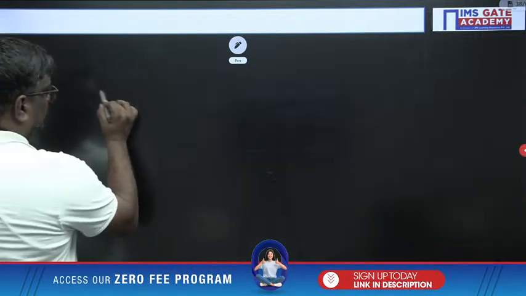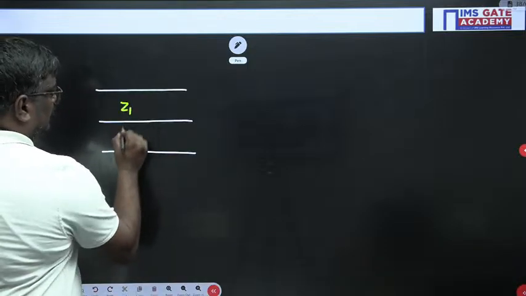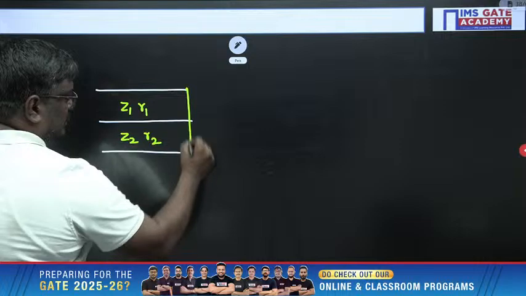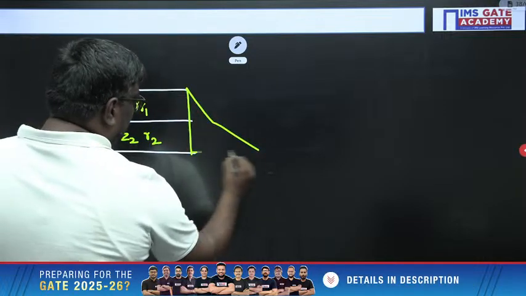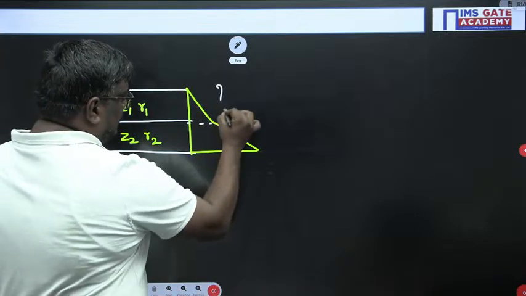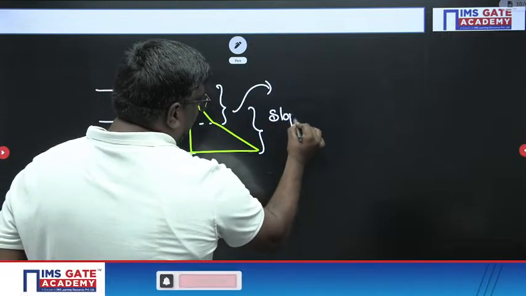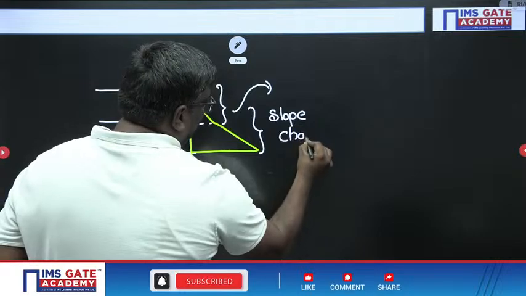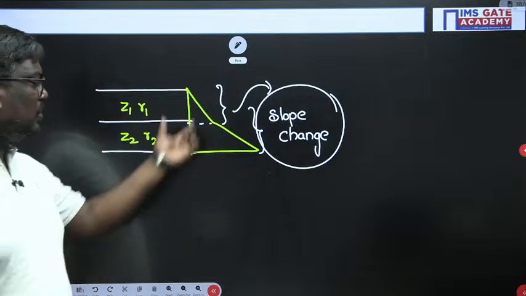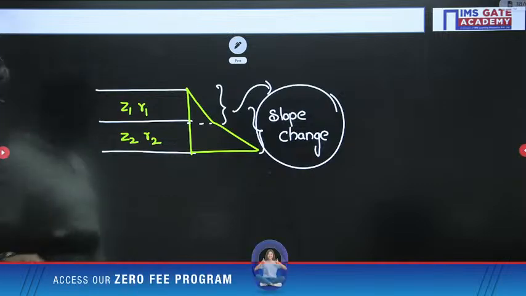Next, see students, suppose we have different soil strata like this. If we have soil layers of Z1, Z2, and here we have gamma 1, gamma 2. In this case, the total stress distribution will be somewhere like this. Whenever these things are there, you should understand the slope changes in a stratified soil. Why does the slope change? Because it is having different gamma values.